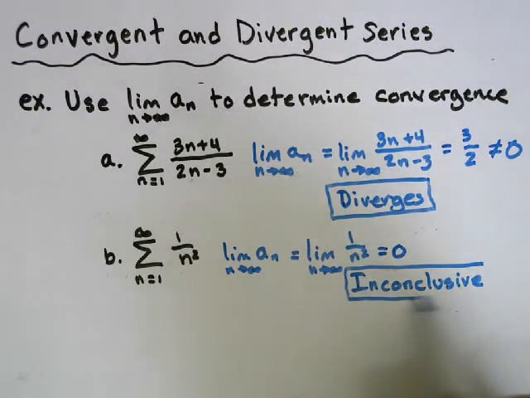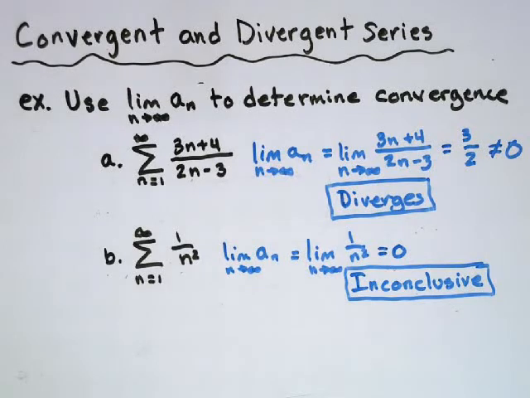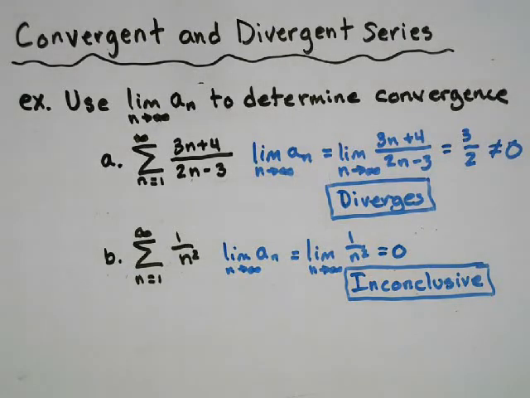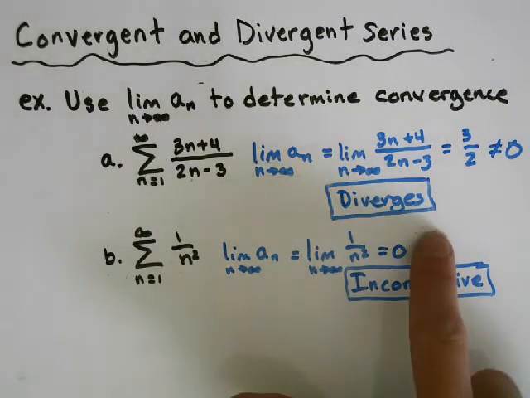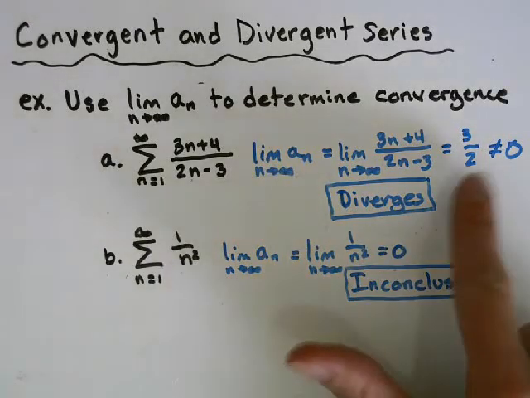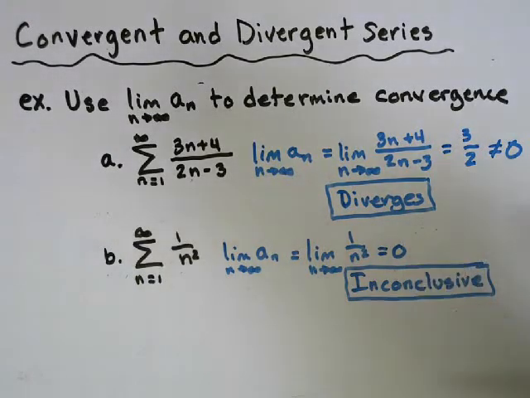So this one could converge, could diverge. If you were asked to find if it does, then you would have to move on to a different test. But for right now, all we know is it might converge, but it still might diverge. So out of the convergence test or the divergence test, these are the only two scenarios. Either you get something that is 0 and it's inconclusive, or you get something that is not 0, which means it diverges.